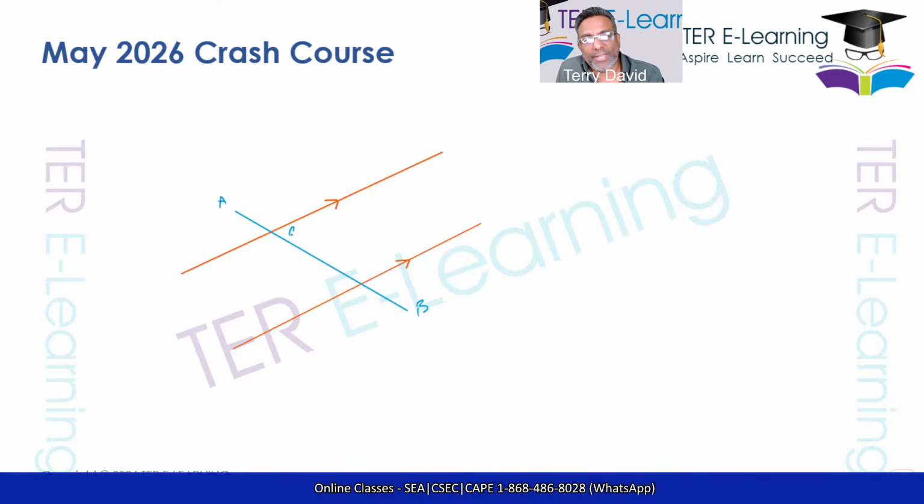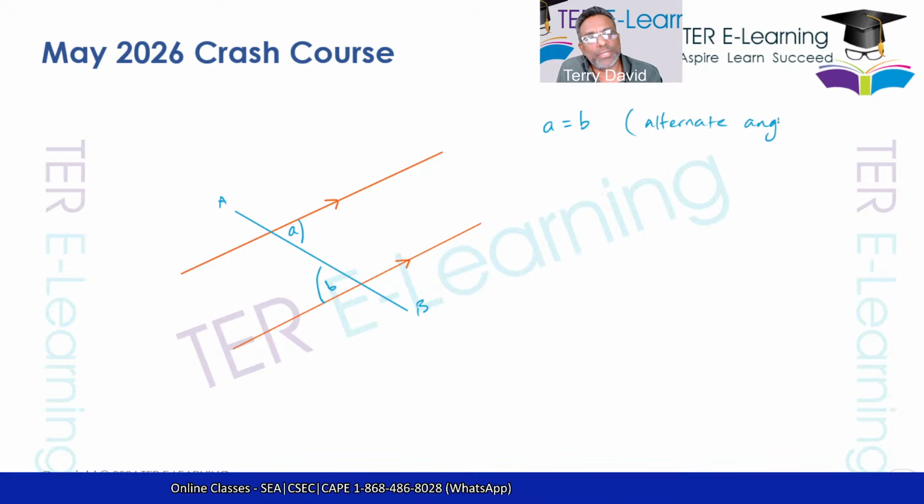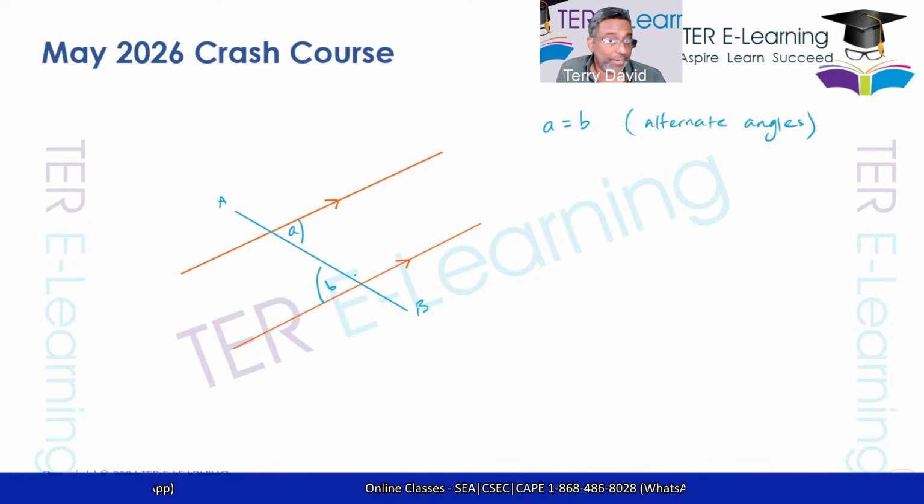First of all, if I have an angle A here and an angle B here, A is equal to B, and that is what we refer to as alternate angles. Sometimes in school they will tell you to look for a Z. You have to look for Z, yes, but make sure the two lines that make the top and bottom of the Z are parallel. So that's one rule that we need to know.